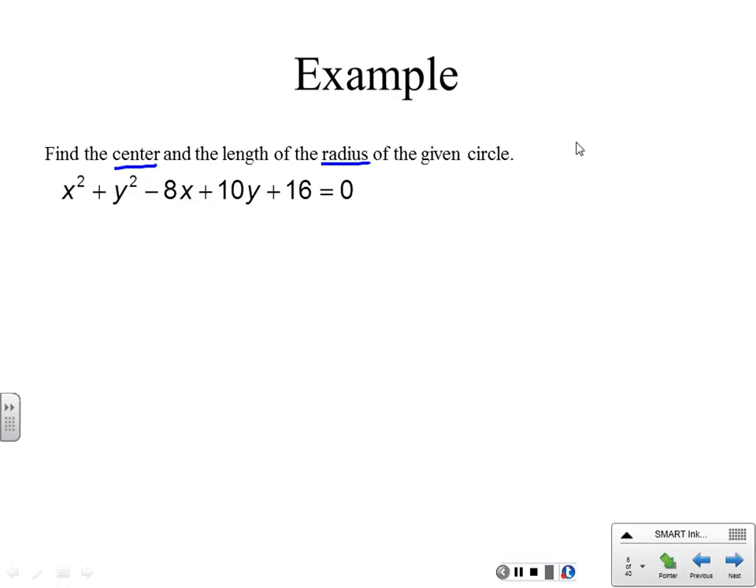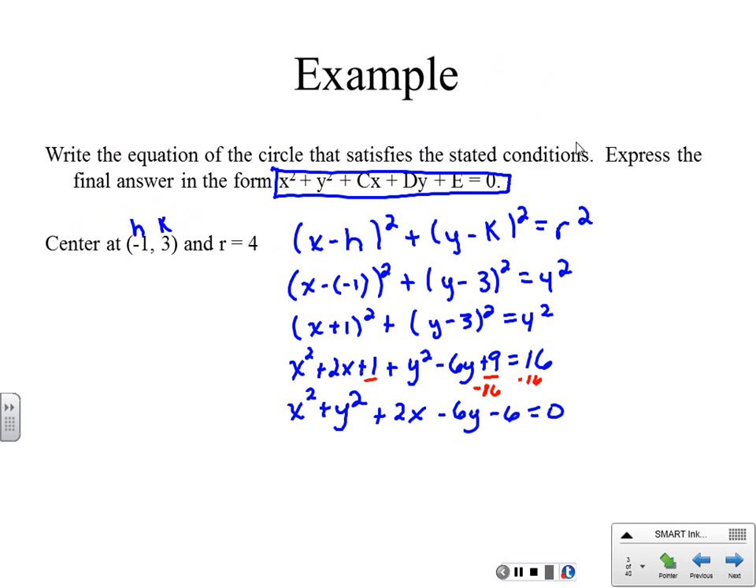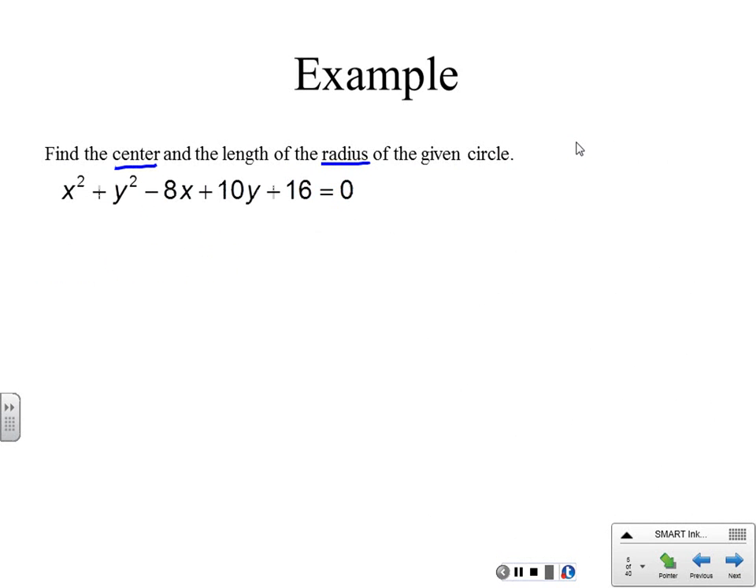A while ago, we had standard form and we needed to go to general form, and what was the first thing we got rid of? You remember? Those parentheses. So now, what do you think I need? I need some parentheses. What you're going to do is make an x grouping and a y grouping, and then move your constant to the other side.